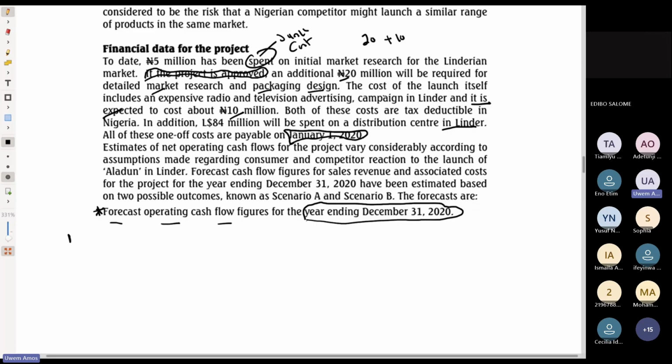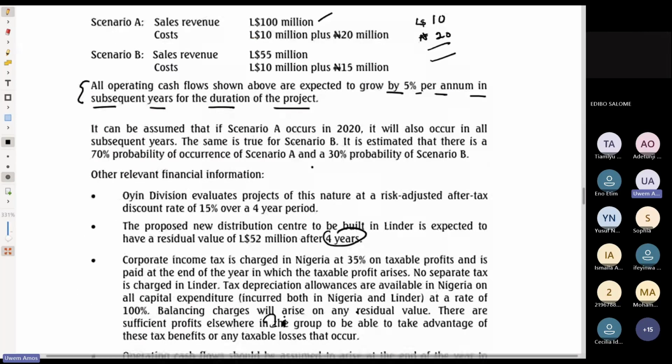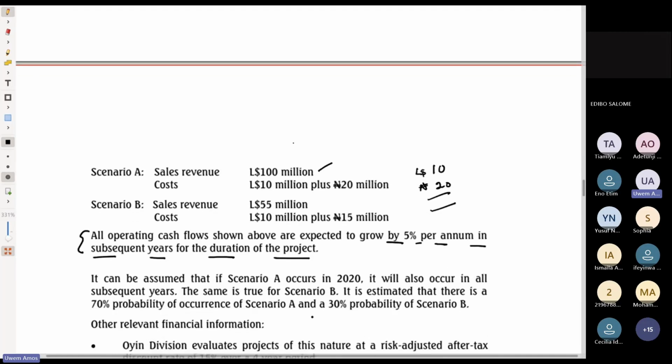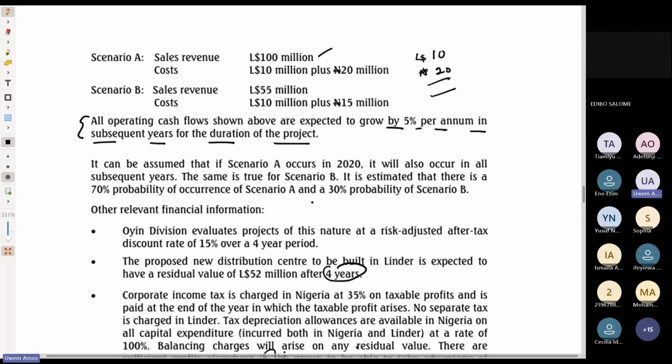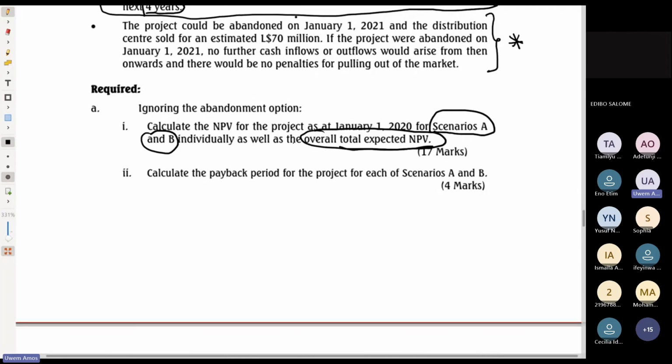Since we're separating the performance into two, we're going to leave that until we get to Nigeria. When we get to Nigeria, we bring that in and account for that. For now, we just leave that as it is, because they're tax deductible in Nigeria. So that means that will be the only cost that we have right now for our Linda market. I don't think there's any other thing. When we get to Nigeria, remember we need to come back and get those costs, because we're splitting. There's nothing else on cost anywhere.